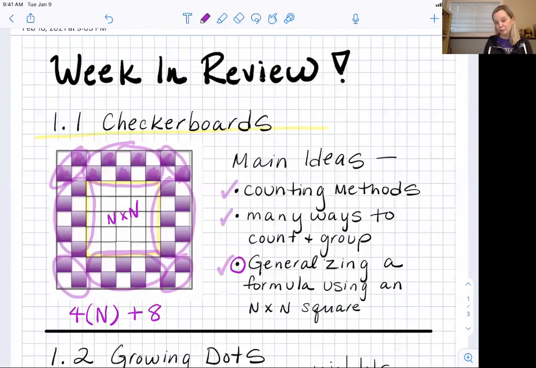Eventually, we call this an explicit formula, where we can plug in any number for n. We can plug in 10, and we could say 4 times 10, which is 40, plus 8, which is 48. So now we have 48 colored tiles if we in fact have a 10 by 10 square in the middle. So that was a neat way that also ties into some function notation, which we looked at a little bit later as well. So that was the overview of lesson 1.1.